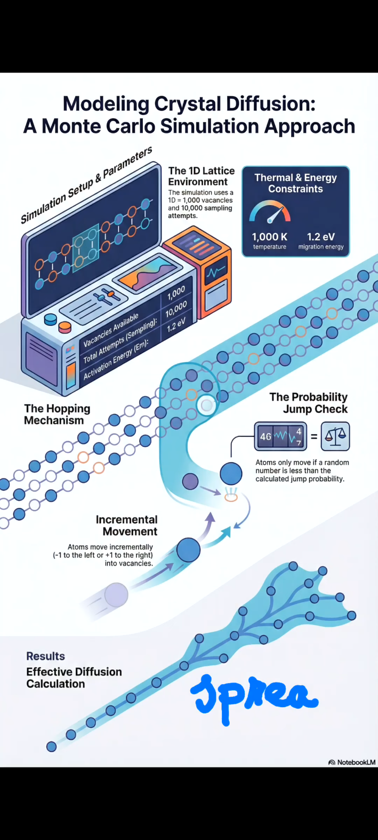Okay, so if an atom moves left to -1, -1 squared is +1. Right. And if it moves right to +1, +1 squared is also +1. So by squaring it, we get rid of the negative signs. Every single step, no matter the direction, contributes to the magnitude of the spread. You nailed it. We stop caring about direction and we only care about magnitude. And the simulation tracks this MSD value across all 10,000 steps.